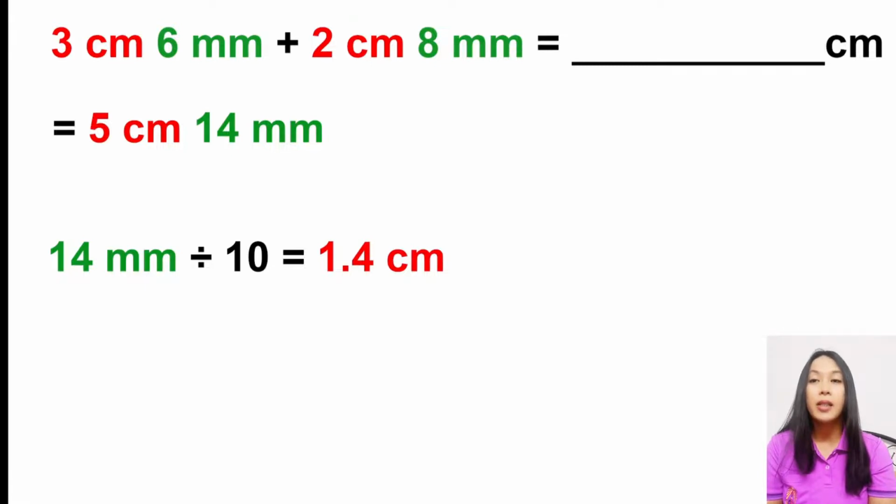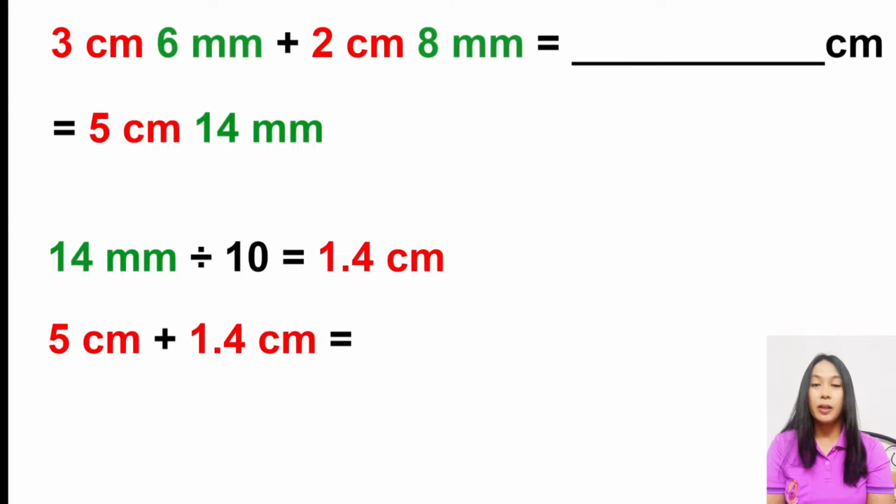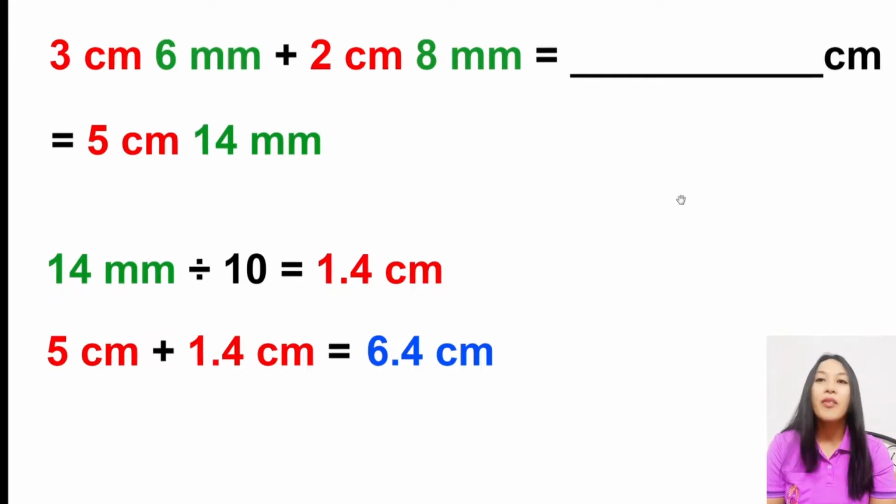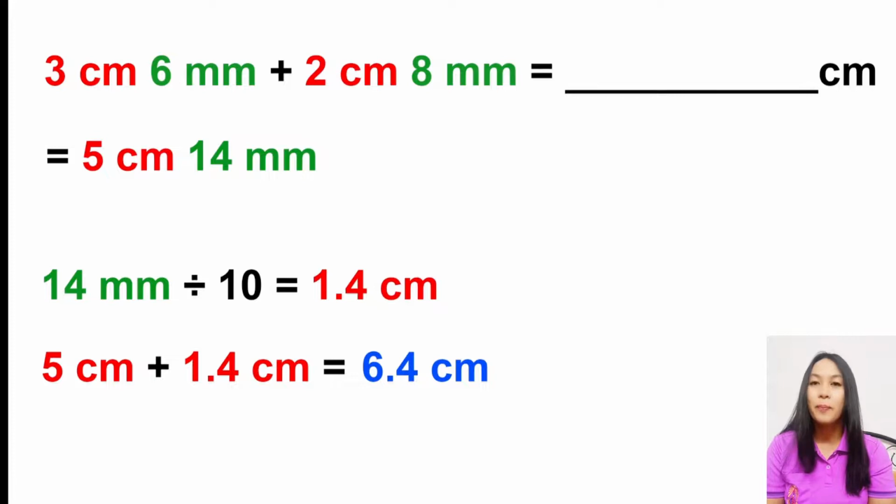Now the last step is to add 5 centimeters and 1.4 centimeters. And now we get an answer of 6.4 centimeters. So it means that if we add 3 centimeters and 6 millimeters plus 2 centimeters and 8 millimeters to centimeters, the answer is 6.4 centimeters. Okay?